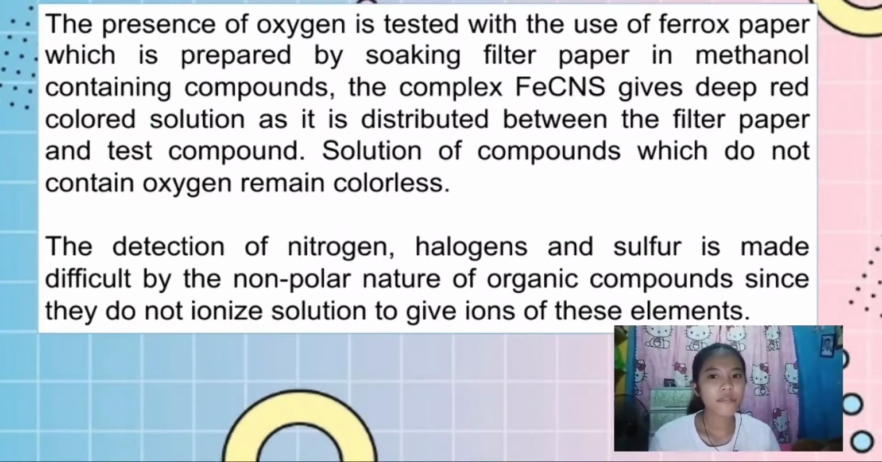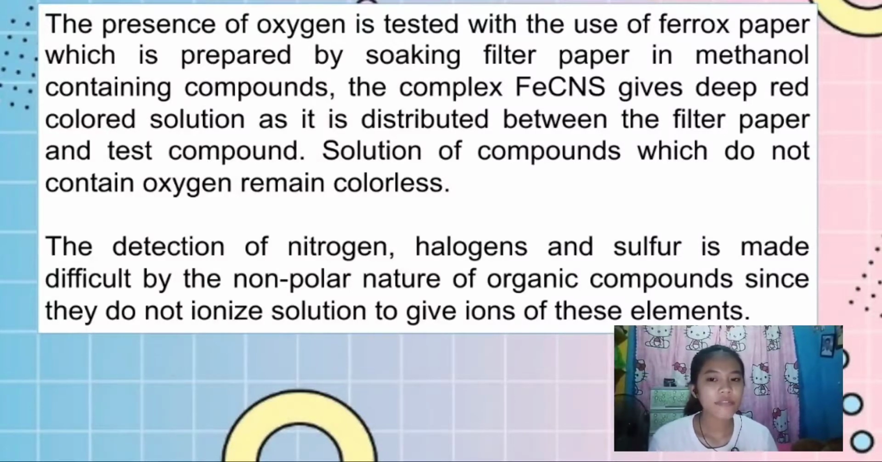The presence of oxygen is tested with the use of Ferrox paper, which is prepared by soaking filter paper in methanol-containing compounds. The complex FeCNS gives a deep red-colored solution, as it is distributed between the filter paper and the test compound. Solutions of compounds which do not contain oxygen remain colorless.